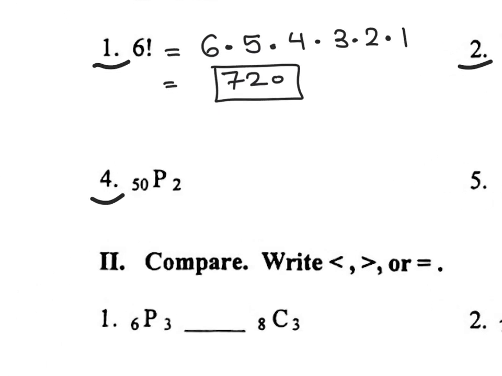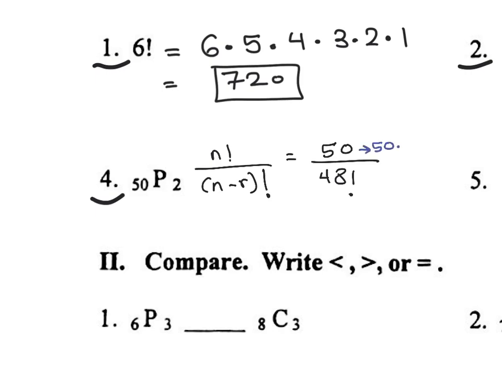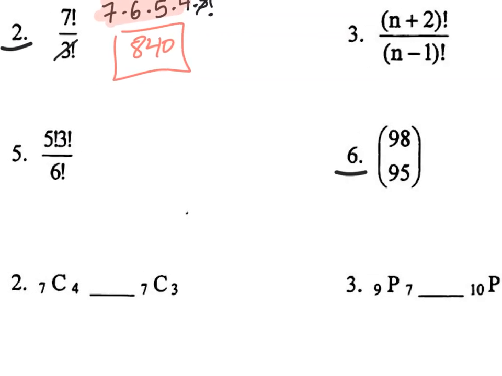So that's N factorial over N minus R factorial, which is 50 factorial over 48 factorial. And that's going to be 50 times 49 times 48 factorial, over 48 factorial. And that's going to be equal to 2,450. So that's permutation. Now let's move on to number 6.